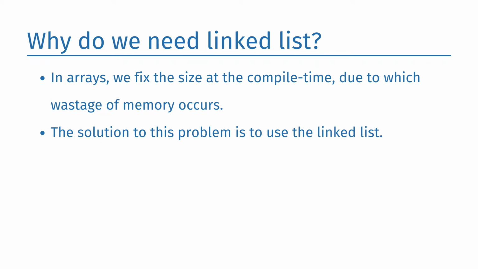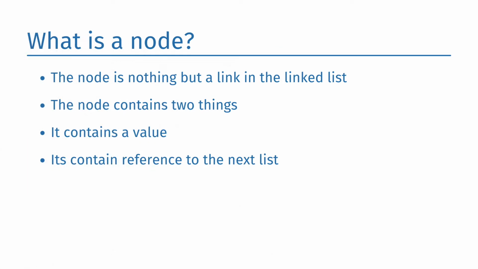Why do we need linked list? In arrays, we fix the size at the compile time, due to which wastage of memory occurs. The solution to this problem is to use linked list. What is a node? The node is nothing but a link in the linked list. The node contains two things. It contains a value and it contains reference to the next node.